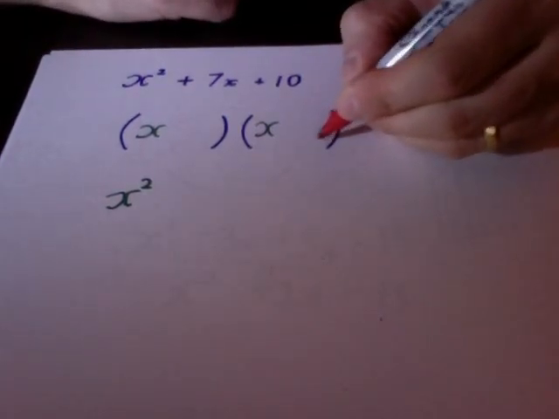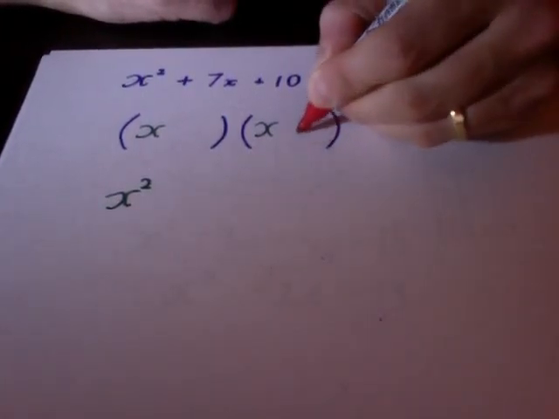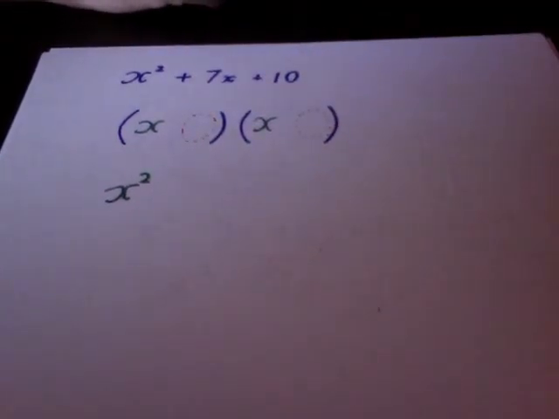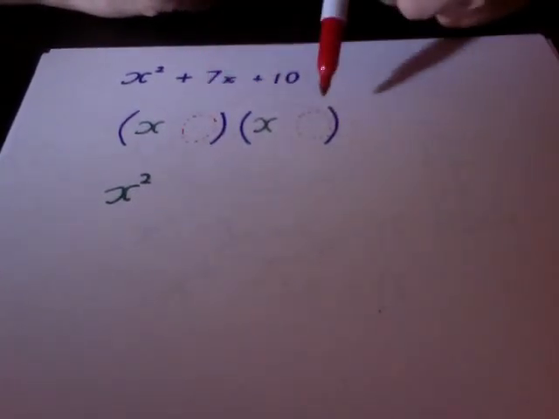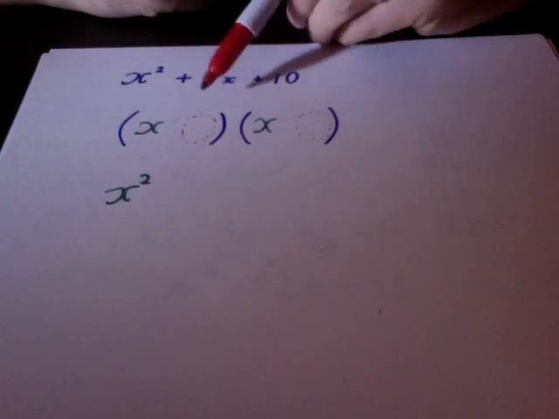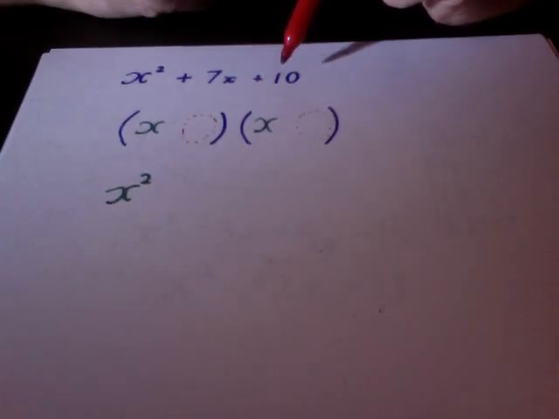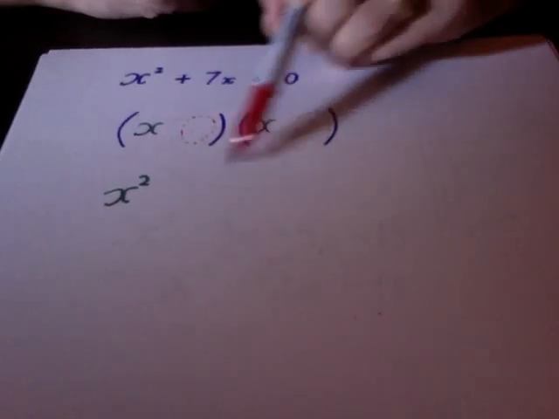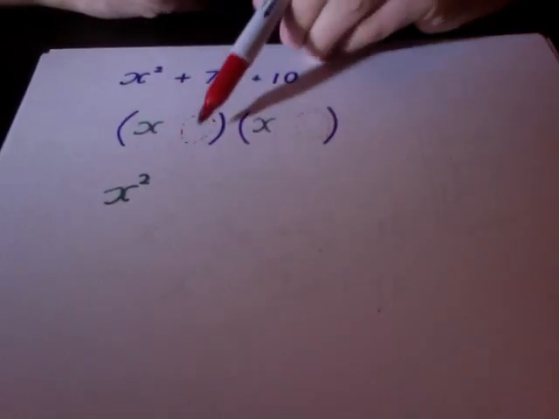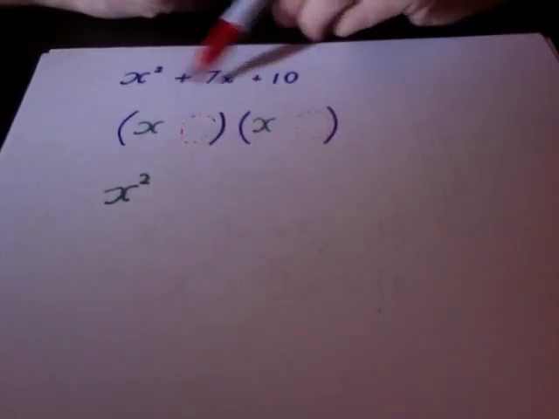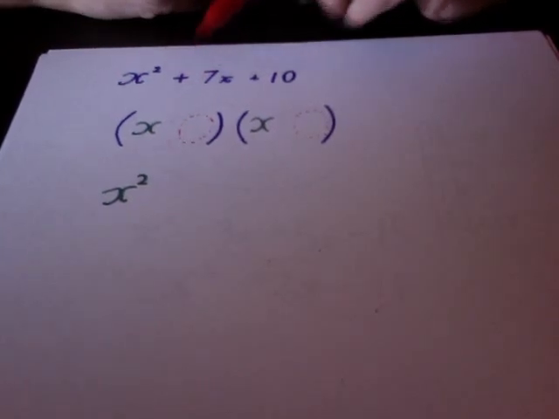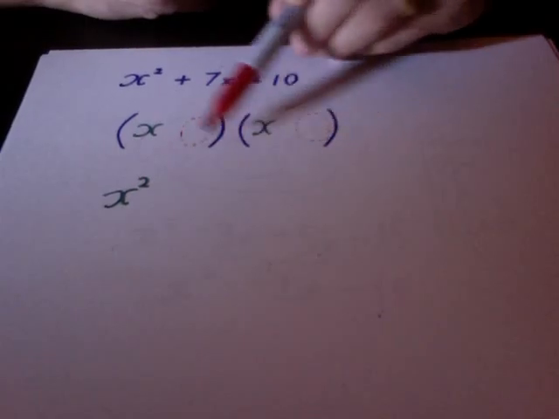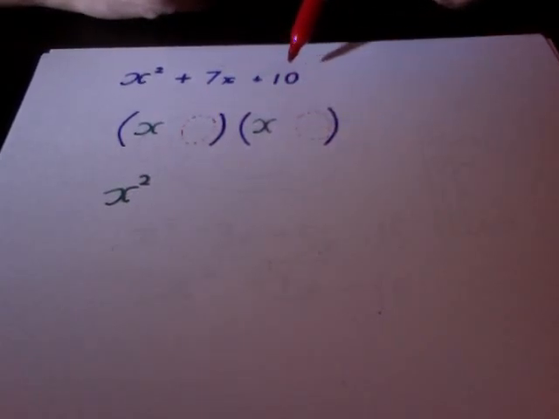There's going to be a number here, and there's going to be a number here. Now I don't know what those numbers are at the moment, but I do know that this number multiplied by this number will give me a total of positive 10. So the outside pair, sorry, this one and this one will give me some x's. The inside pair will give me some x's, which together will combine to make that. But the last pair is going to multiply together to make the plus 10.